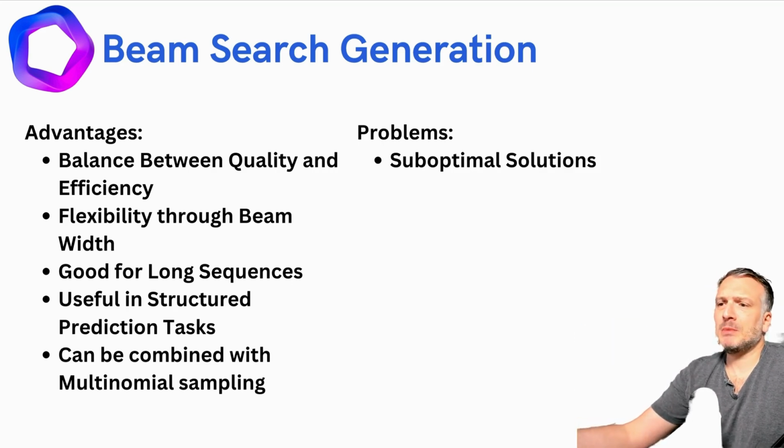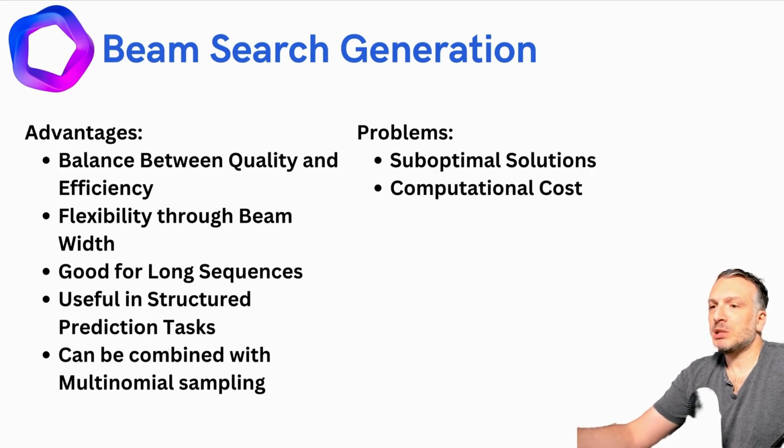Despite keeping multiple candidates at each step, beam search can still converge to suboptimal solutions. It is not guaranteed to find the most probable sequence, especially with a limited beam width. It has a higher computational cost. The cost increases with the beam width. A larger beam width requires more memory and computational resources, as the algorithm needs to evaluate and store more candidates at each step. It has also a length bias.